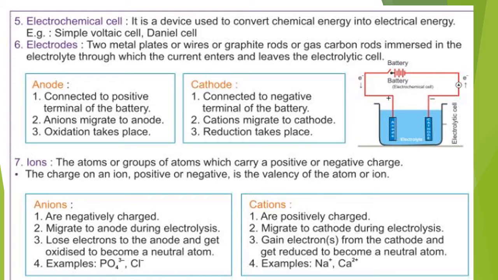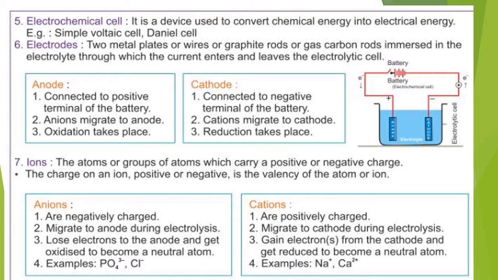The electrochemical cell. An electrochemical cell is used to convert chemical energy into electrical energy. The examples are the simple voltaic cell and the Daniell cell. Whatever kind of cells we see around us in our day-to-day life have a chemical substance inside them that helps us convert it into electrical energy. You might have seen the cells of the remotes of various devices, etc.